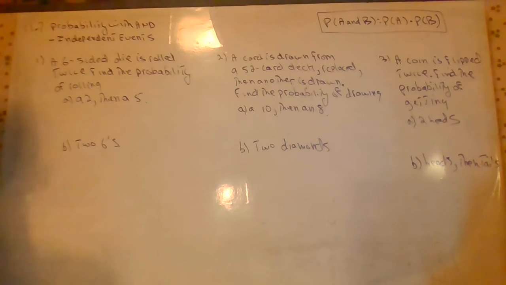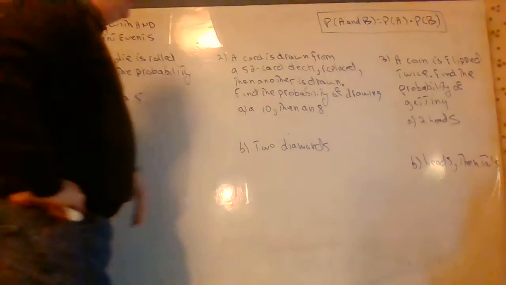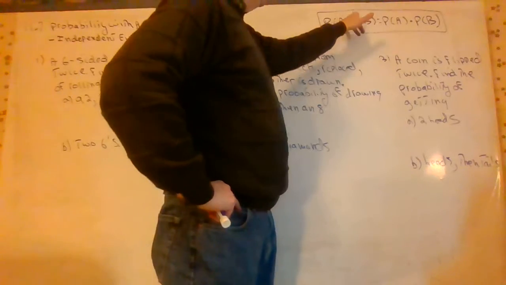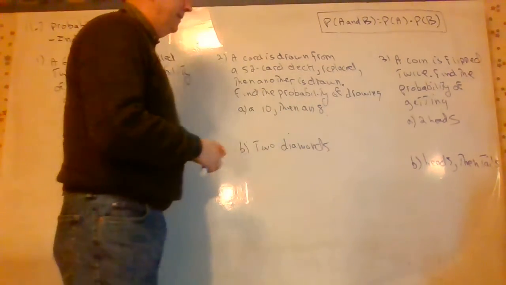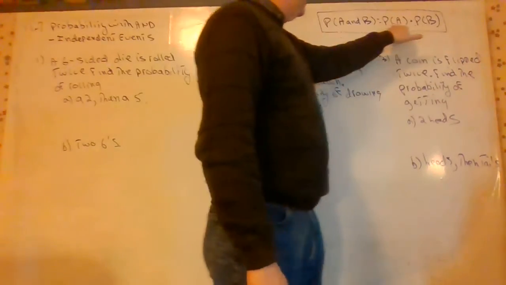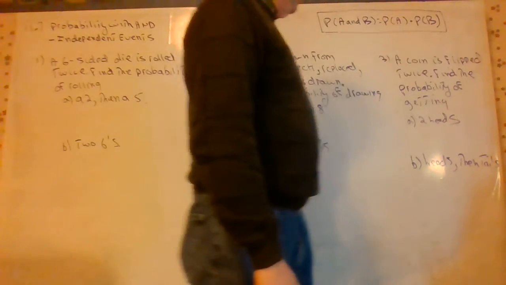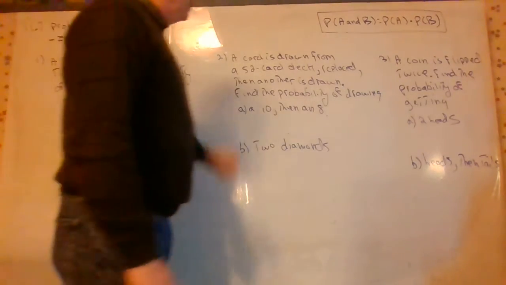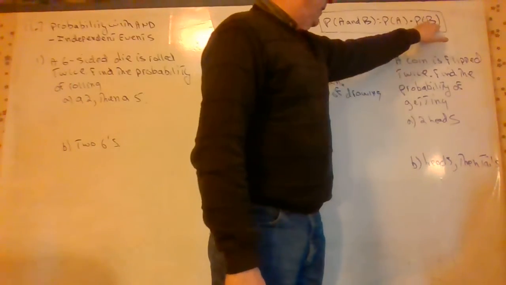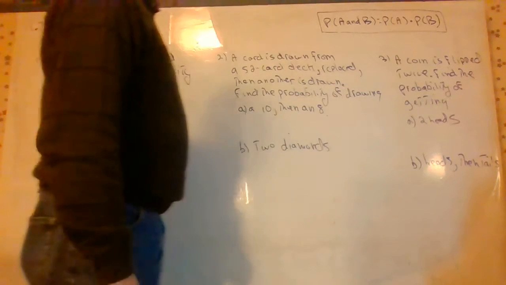Probability with "and." First of all, we're going to talk about independent events. Here's a formula, probability of A and B. We have two different events happening, and we want to know the probability of both happening. We just simply multiply P of A times P of B. By independent, we mean what happens with A has no impact on B. And these three examples will bear that out.